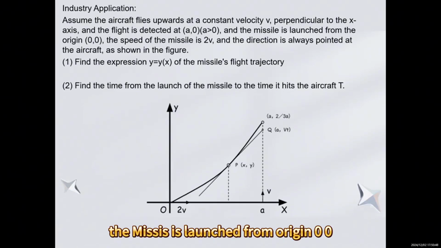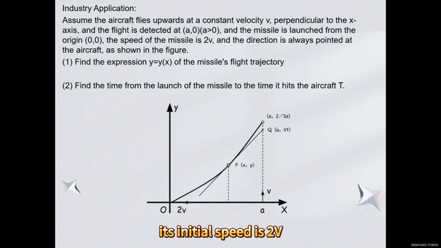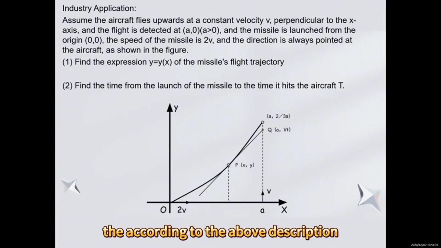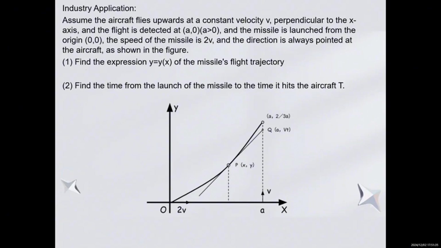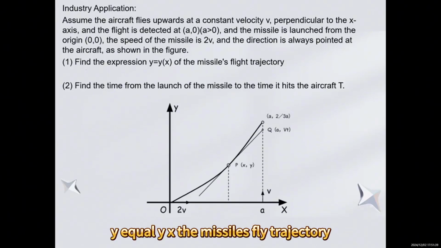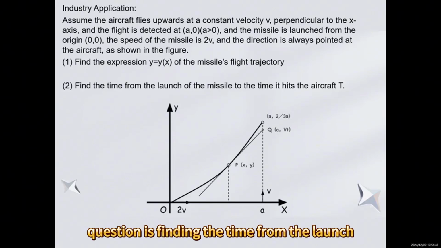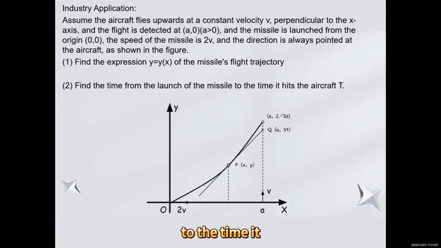The missile is launched from origin 0, and its initial speed is 2v. According to the above description, we find the expression y equals y(x), the missile's flight trajectory. The second question is to find the time from the launch of the missile to the time it hits the aircraft.